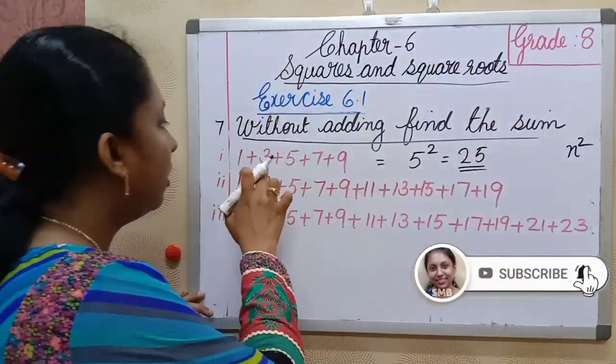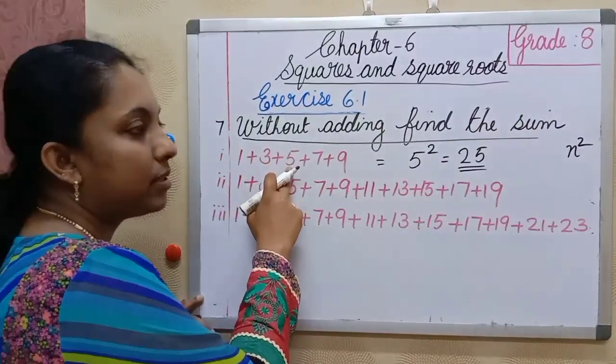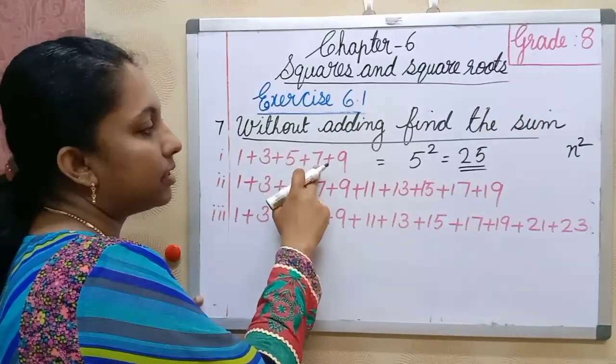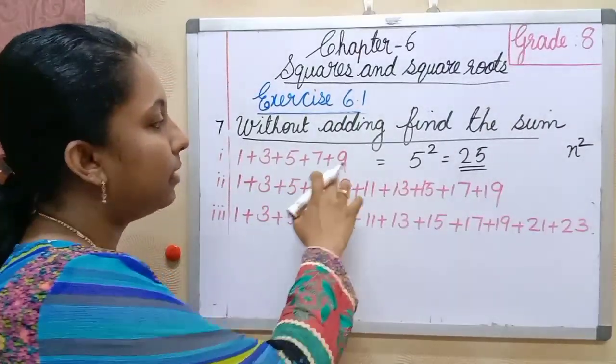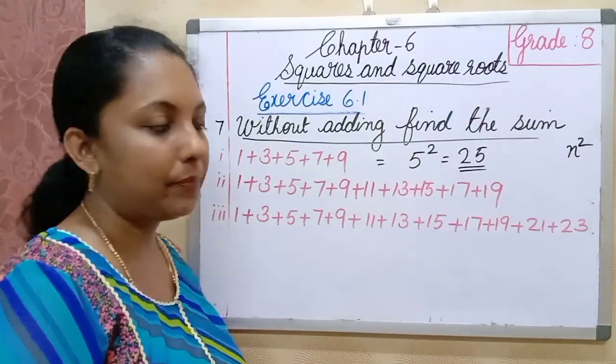We can check now. 1 plus 3 is 4. 4 plus 5 is 9. 9 plus 7 is 16. 16 plus 9 is 25. That is 5 square. Understood?